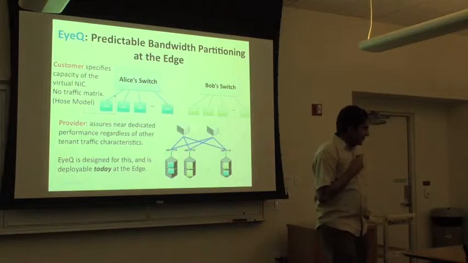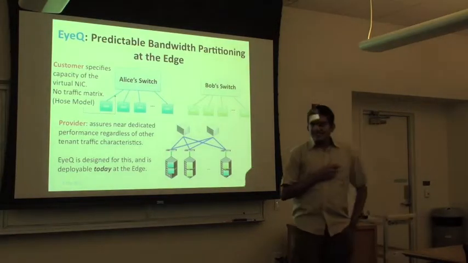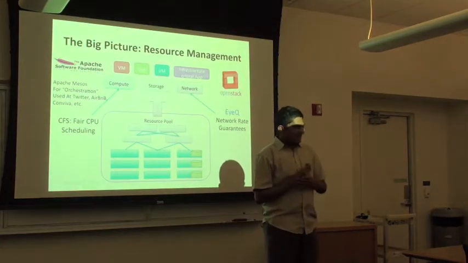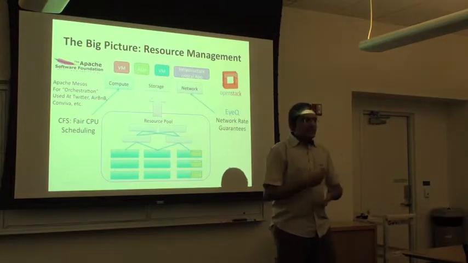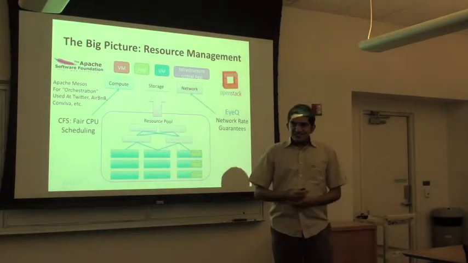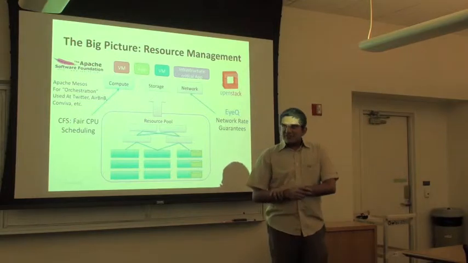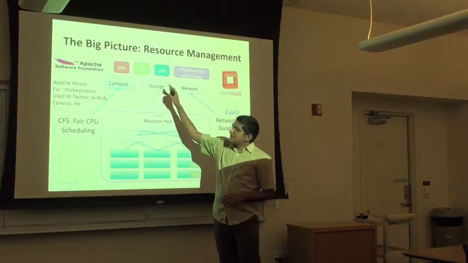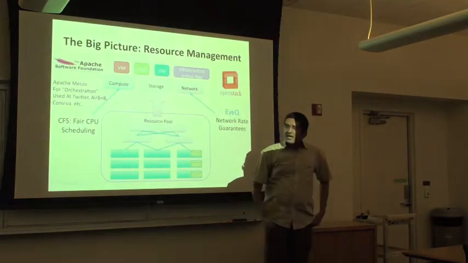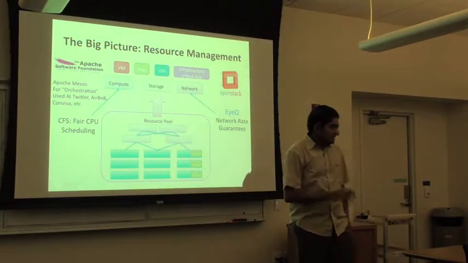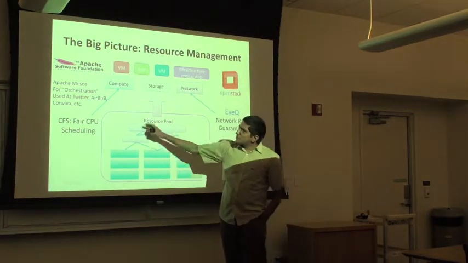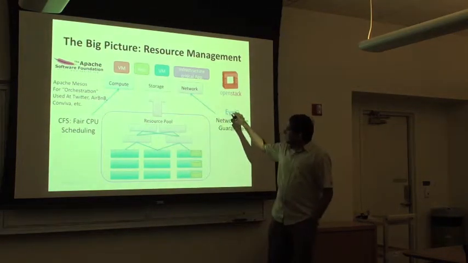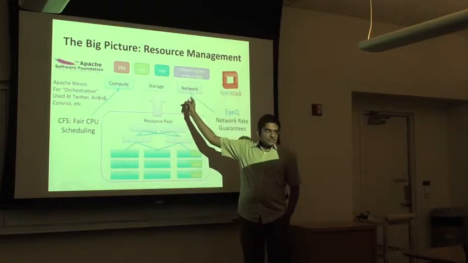possible. Okay. So where does this all fit in? I just talked about one piece of a big picture, which is data center resource management. The way people are thinking about data centers today is not that I have a collection of machines and I just want to run some service on them. But think of the data center as a physical infrastructure that provides a resource pool: compute, storage and networking. And then there's some orchestrator sitting somewhere in the data center that manages this entire resource pool. So maybe a fair CPU scheduler is going to give you CPU guarantees or CPU isolation. And where IQ fits in is the networking part. It's going to give you rate guarantees. Okay?